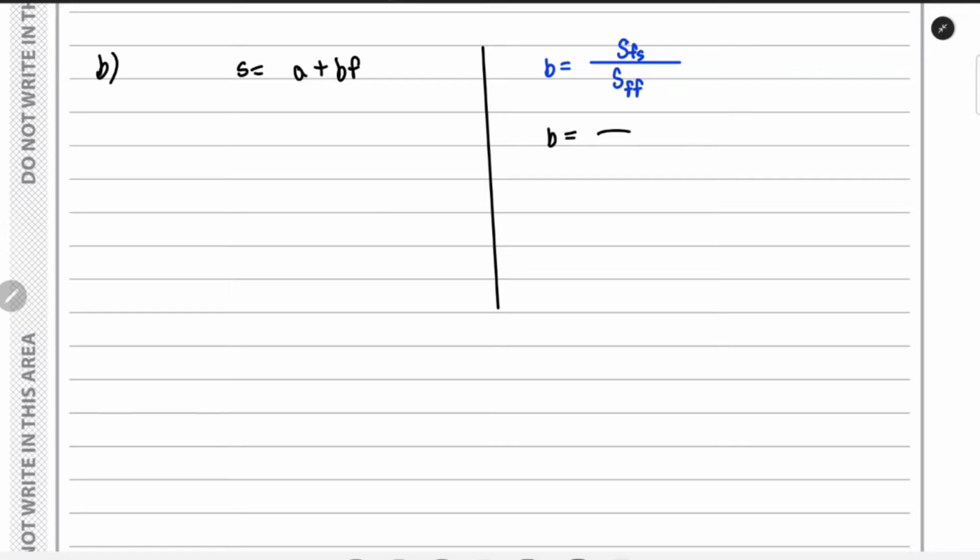b will be 1735.6, the value of Sfs, divided by 1667.6. This would be 1.04.